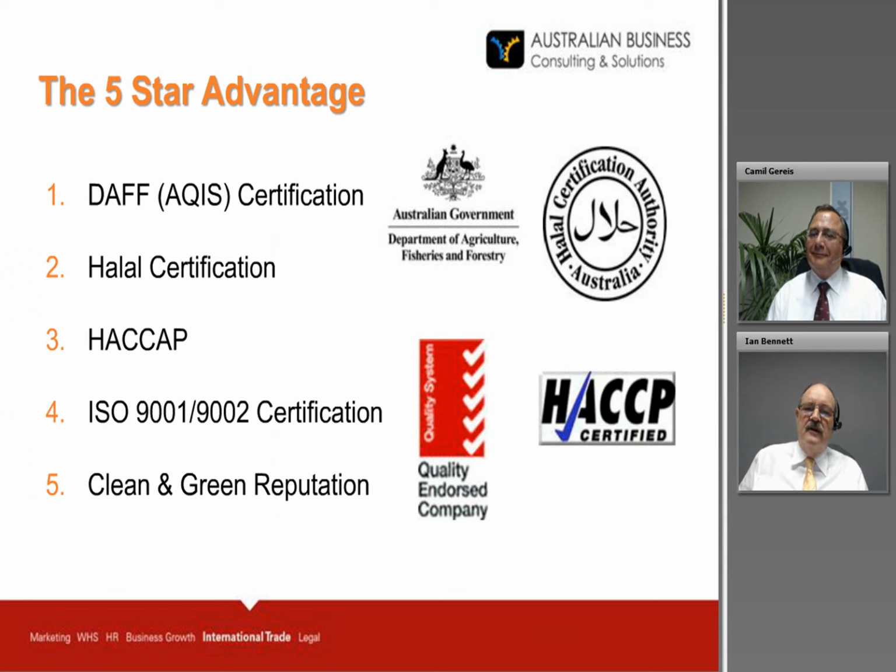So just in conclusion, and looking at the advantages Australia has, if you're an exporter of food products, raw material, semi-processed product, and you've got Aqua certification, one of the toughest certifications in the world and recognized as such, your Halal certification, your HACCP accreditation. If you're ISO accredited, you've got 4 of the stars. And Australia globally is now being recognized as the leading clean and green supply nation. So you've got a 5-star advantage which you can put into your marketing plan.